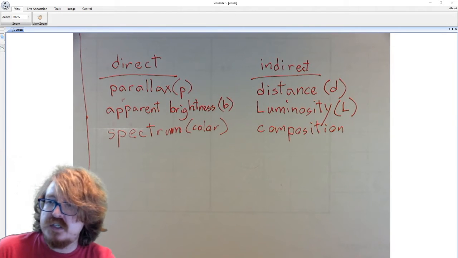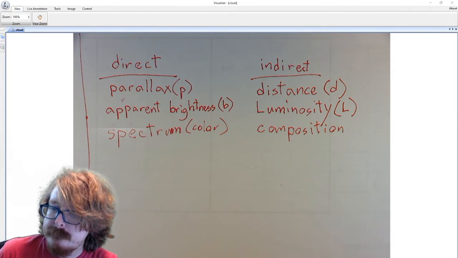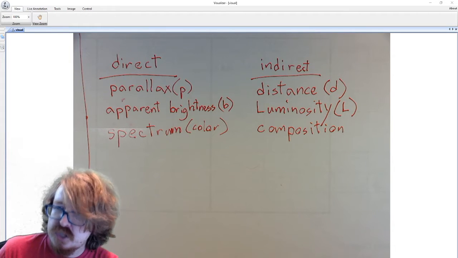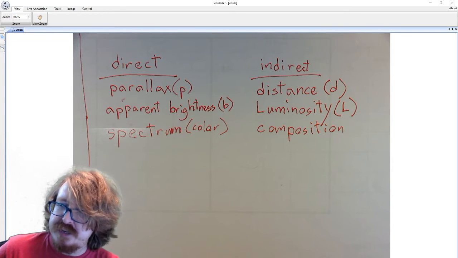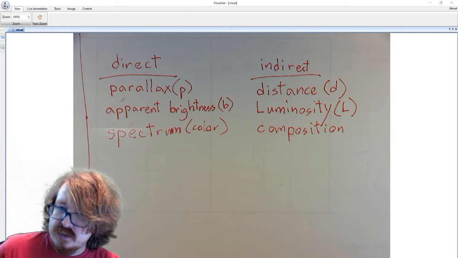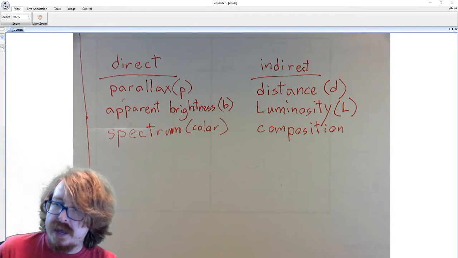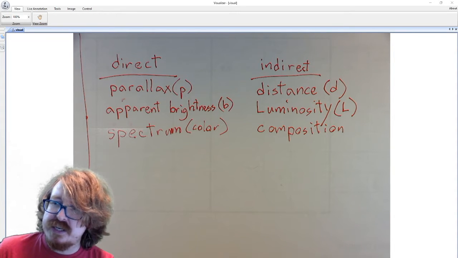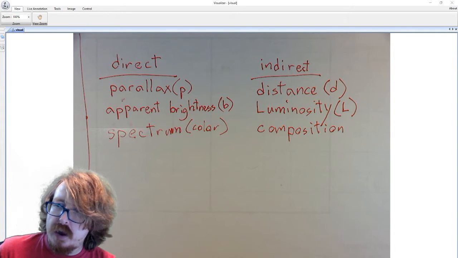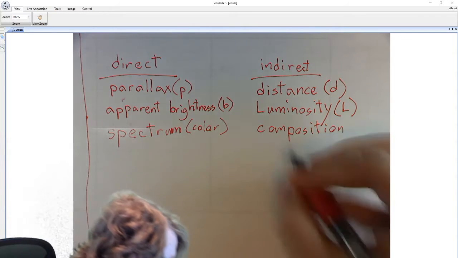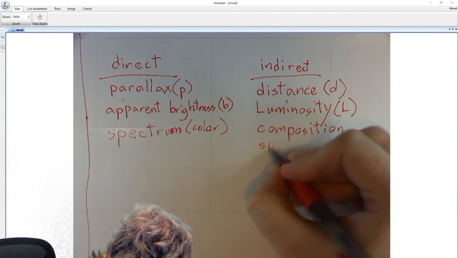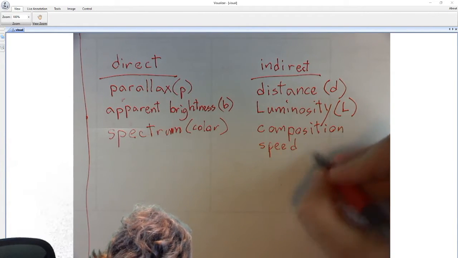What's something else? What's another important one? So composition's what it's made out of. Good. We got that one. So yeah, you guys are saying movement towards or away. So we can get the velocity towards or away. So let's pop that on here. The speed towards or away. And there's one more.